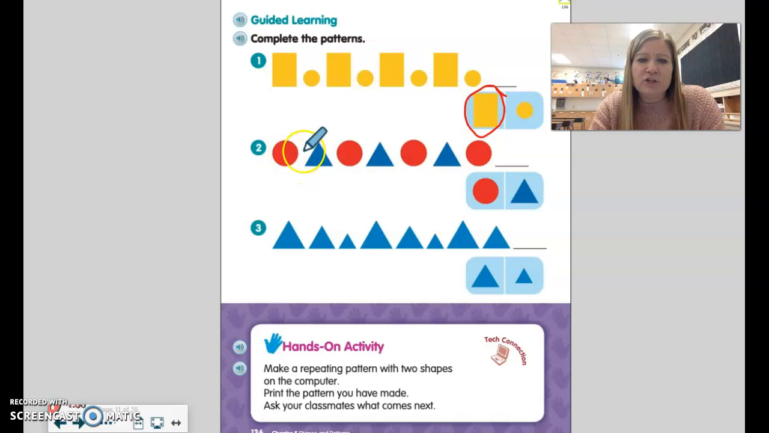Now we have circle, triangle, circle, triangle, circle, triangle, circle, triangle. The next part we have big, medium, little, big, medium, little, big, medium, little. And we call this pattern an ABC pattern because there's three different sizes, A, B, C, and then it repeats itself and goes back to the A, B, and then C.